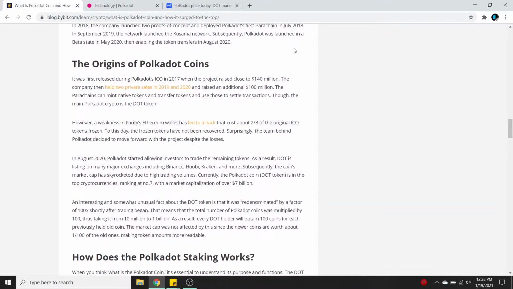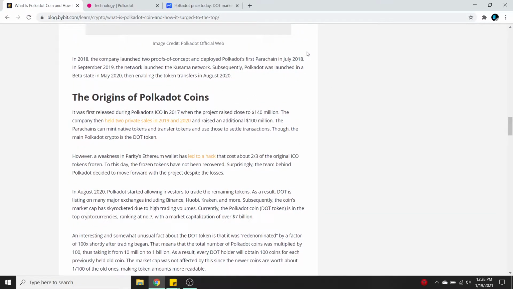In 2018, the company launched two proofs of concept and deployed Polkadot's first parachain in July 2018. And in 2019, the network launched the Kusama network. Subsequently, Polkadot was launched in a beta state in May 2020, then enabling token transfers in August 2020.